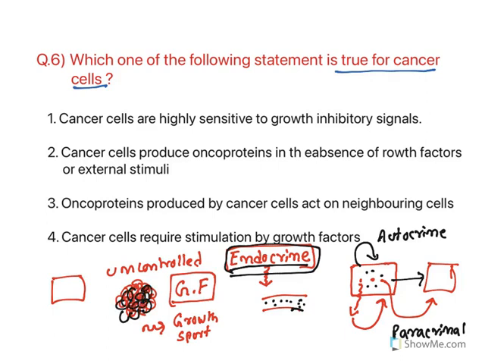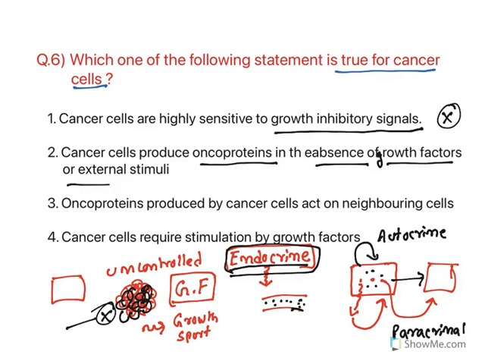Now look at the options. Cancer cells are highly sensitive to growth inhibitory signals. If this were true, the body would stop the multiplication of cancer. So they are not sensitive to growth inhibitory signals. Cancer cells produce oncoproteins in the absence of growth factors and external stimuli. Now say this. This is what happens here. They started producing growth factors even though external stimulation is absent, and they started acting on the same cells. So this answer is correct.